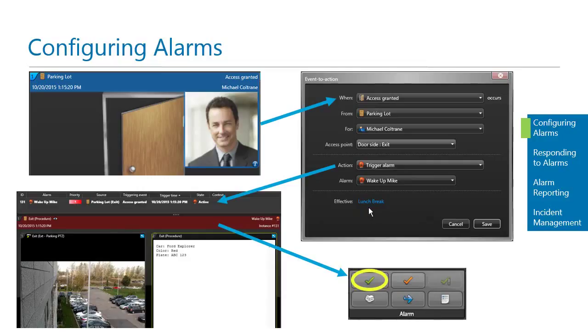And we can put a schedule on this as well. So if Mike's going out to the parking lot at the end of the day, of course, we don't want everybody to be notified. So we have a schedule for the lunch break, and that way the alarm will be triggered from this action, and then somebody can actually click on the alarm, and they can click on the acknowledgement here.